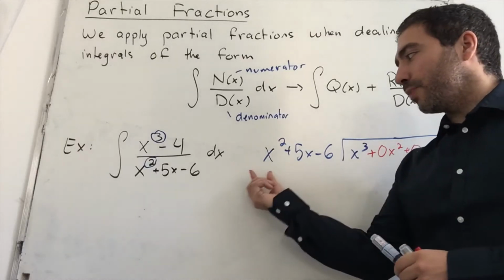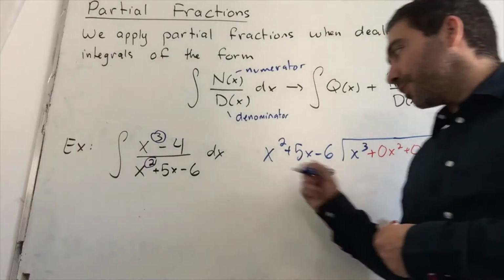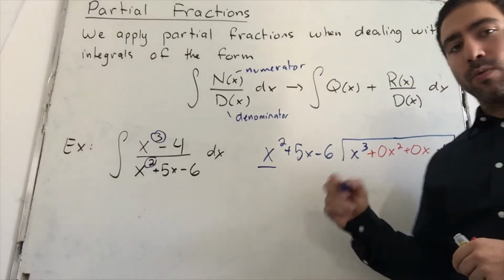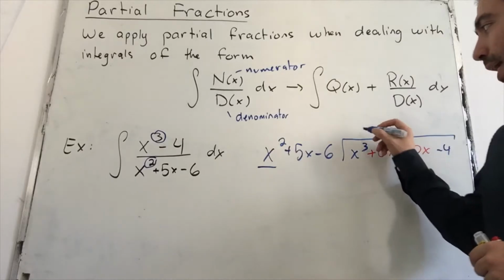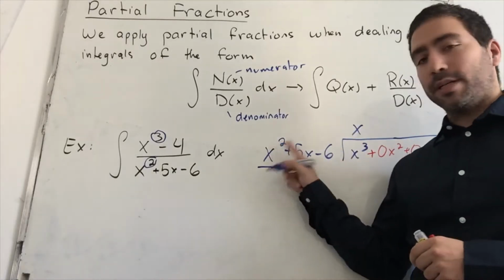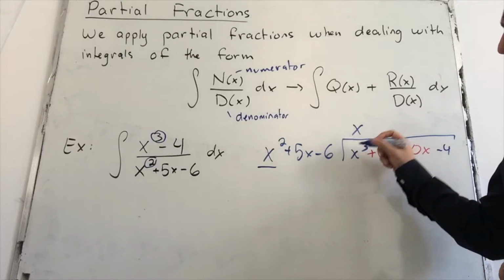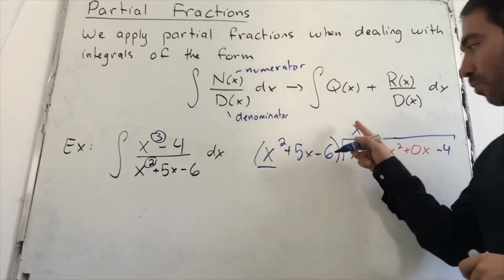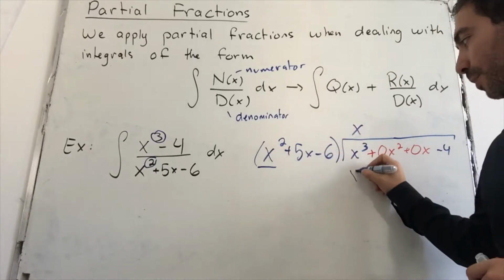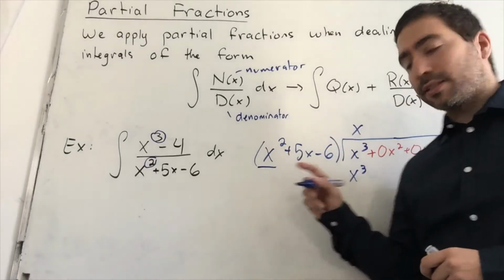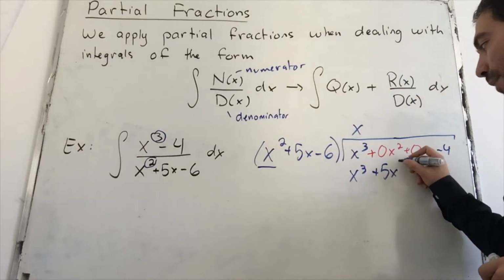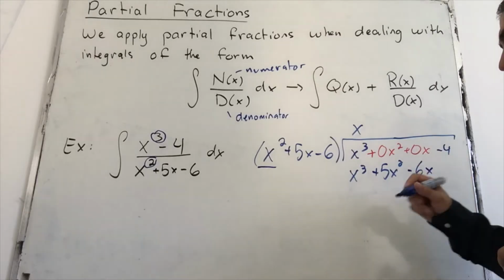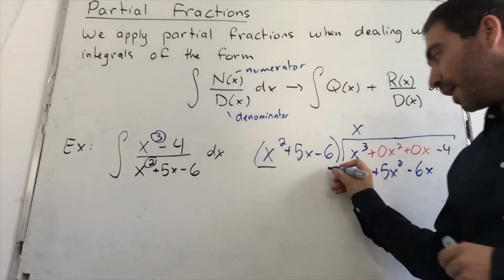Now the game that we're playing is we ask ourselves, looking at just the first term, the x squared, what do I have to multiply x squared by to give me x cubed? The answer is I have to multiply by x, because x times x squared is x cubed. Now we multiply the entire divisor by the x that we have up here. So x times x squared is x cubed, which I'm going to write here. x times 5x is 5x squared, which I put underneath the x squareds. And x times negative 6 is minus 6x, which I write in the x column. And now I subtract.